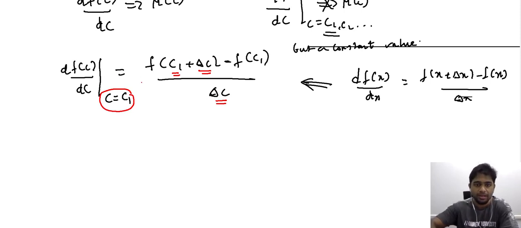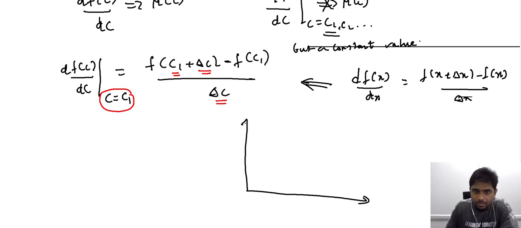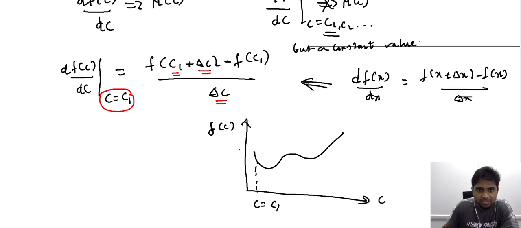Now let us go back to the graphical representation. Since it is a curve that can be drawn, we have redrawn it here. So our point is C1 here. The point of our interest is C1. This is what we are focusing on.